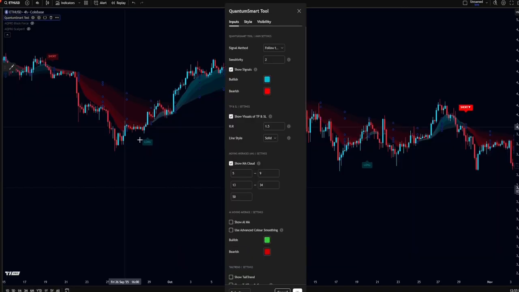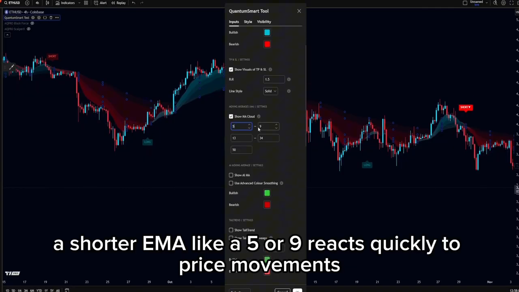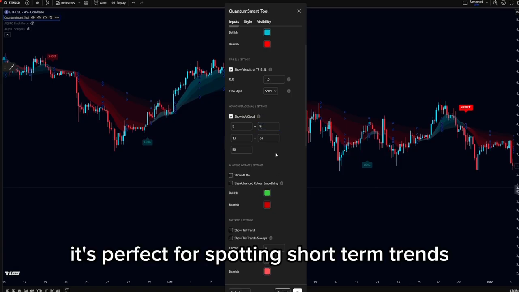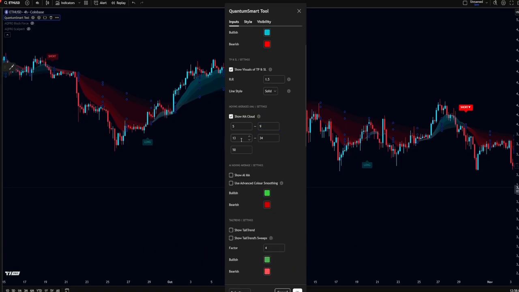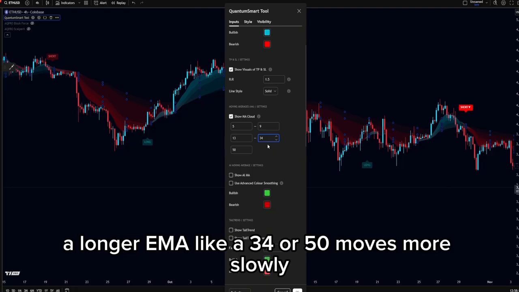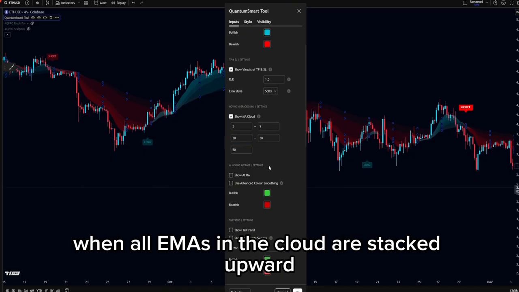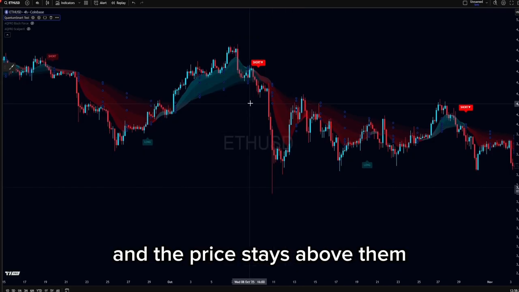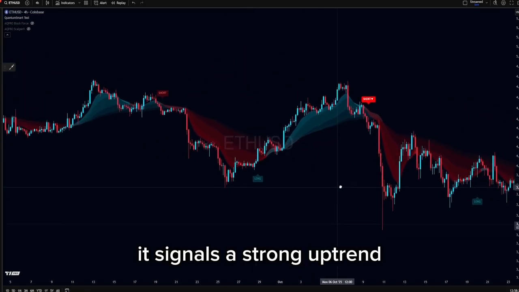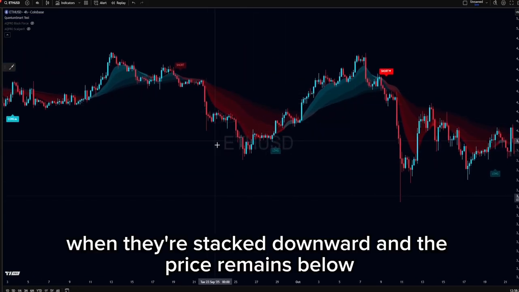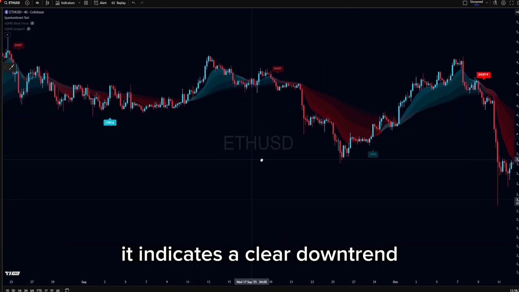Here's how it works. A shorter EMA, like a 5 or 9, reacts quickly to price movements. It's perfect for spotting short-term trends and quick shifts in direction. A longer EMA, like a 34 or 50, moves more slowly. It smooths out the noise and helps identify the overall long-term market direction. When all EMAs in the cloud are stacked upward and the price stays above them, it signals a strong uptrend. When they're stacked downward and the price remains below, it indicates a clear downtrend.